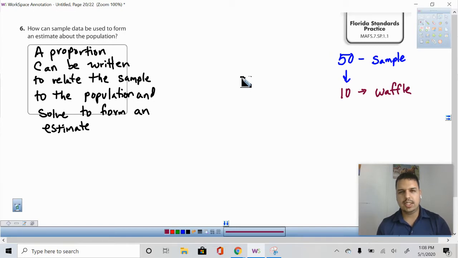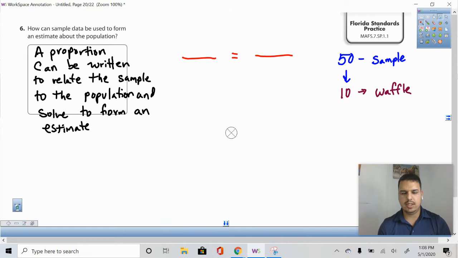Now, in order to use this for a bigger population, you would simply use a proportion. Let's say, for example, instead of 50 people, you want to find out of 5,000 people, how many of those people would have eaten waffles as an estimate. So you can set up a proportion, which I'll do on this side. This is how I like my proportions.